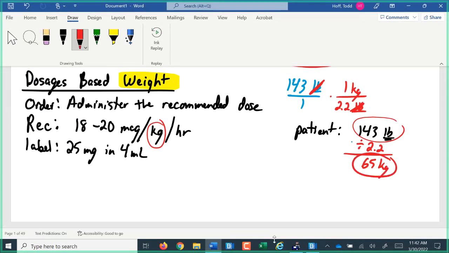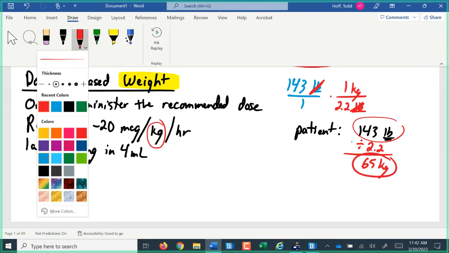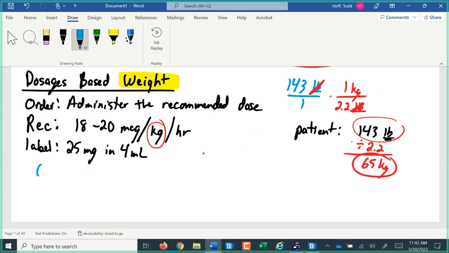And that right there is where we're going to start this calculation. We have a patient that is 65 kilograms. Now we're still calling it a weight. In the medical field, they still refer to it as weight, even though we know that kilograms is actually mass, not weight, but it's being used in the place of weight in the metric system.